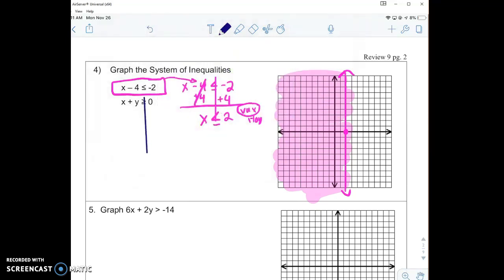My second equation, I have x plus y is greater than or equal to 0. I want to get this into y equals mx plus b, so this is easy for me to graph. I'm going to start by subtracting x on both sides, and I get y is greater than or equal to negative x. I don't really need to write the plus 0. So my y-intercept for this line is 0. The slope is negative 1, so I'm going down 1 over 1, all the way across my graph and all the way back the other direction.